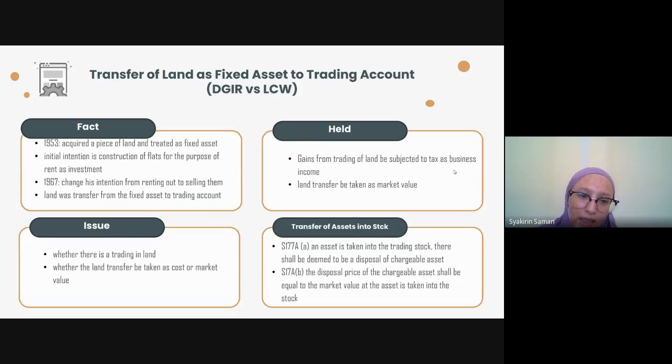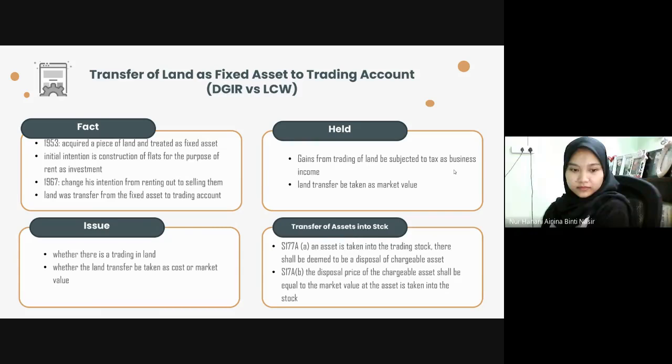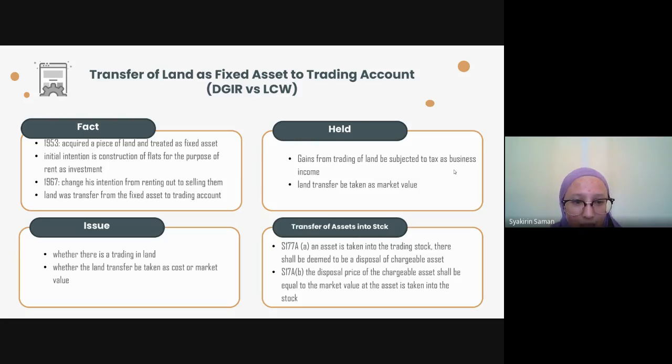The facts of this case are that in 1953, the respondent acquired a piece of land and treated it as a fixed asset. His initial intention was to construct a flat for the purpose of rent as an investment. But in 1967, he changed his intention from renting out to selling them, and the land was transferred from the fixed asset account to the trading account. So the issue is whether there is a trading in land, and whether the land transfer should be taken at cost or market value.